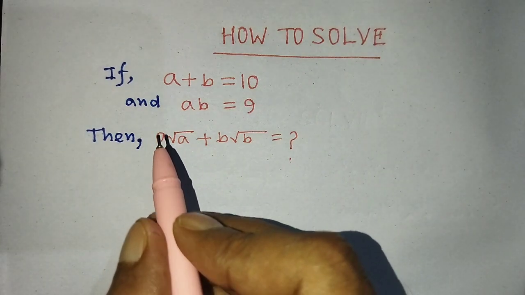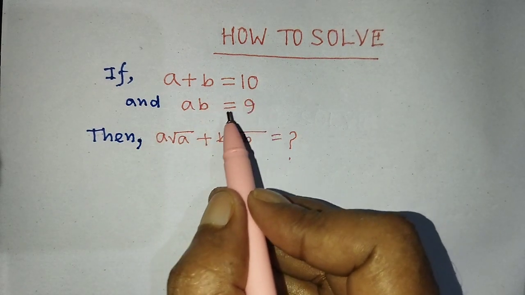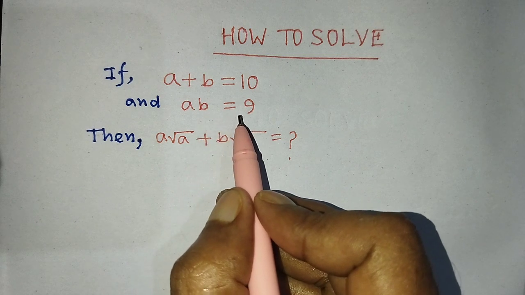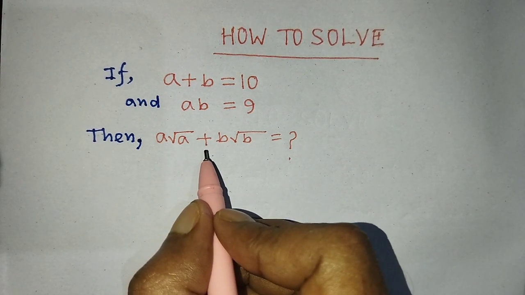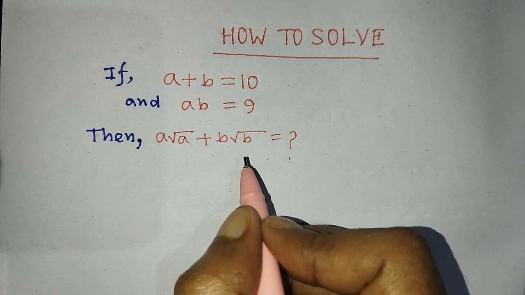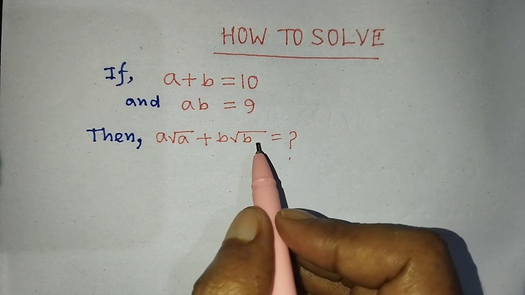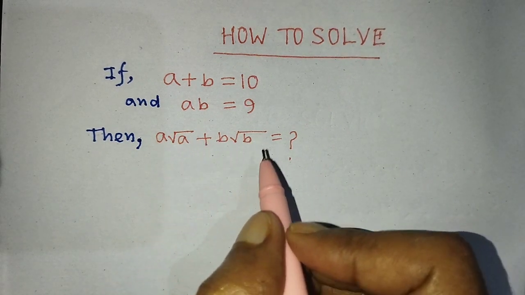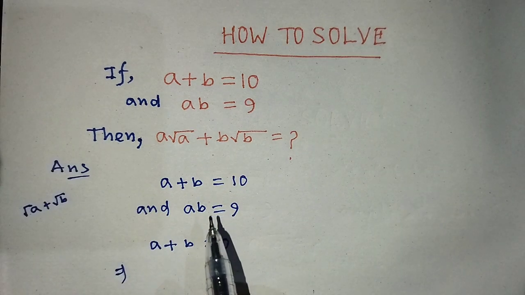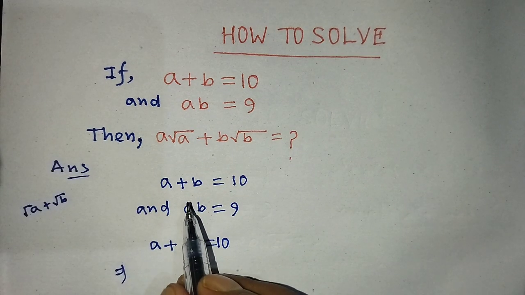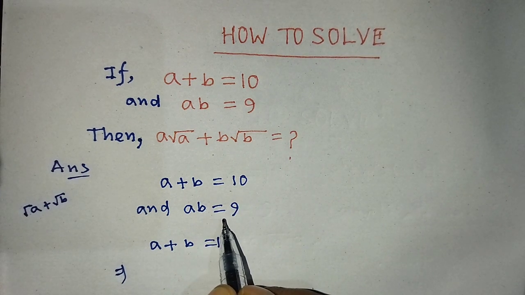So my dear student, today our question is: if a plus b is equal to 10 and a into b is equal to 9, then find the value of a root a plus b root b. So student, in this video I will tell you how to find the value of this algebraic expression from these two equations. Our given equations are a plus b is equal to 10 and a into b is equal to 9.